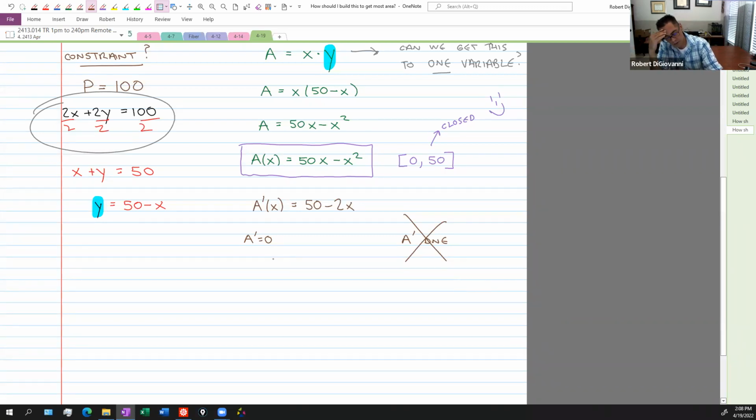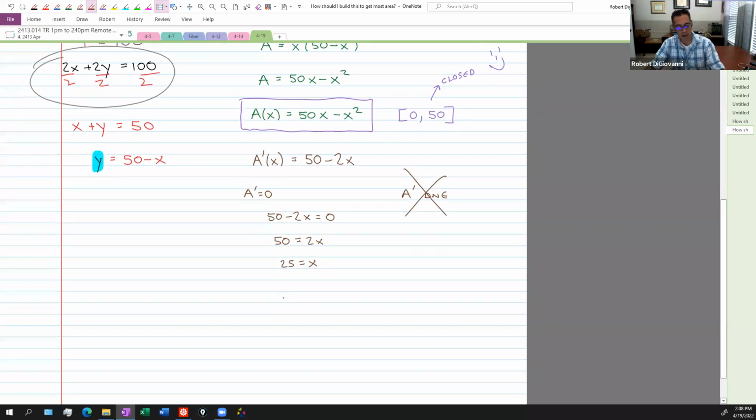But where is it 0? Well, plug in, solve for x. So I'll move the negative 2x to the other side. I'll divide by 2 and I get 25. Hey, spoiler, we already know the answer, don't we? Wasn't it 25 by 25? That is the answer, but you have not proven that to me yet. You have not proven to me that that answer is the best.